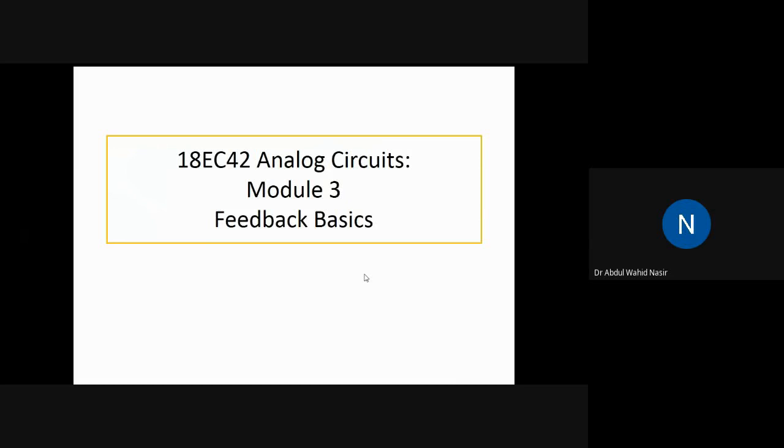Today we are going to see the feedback basics. We'll be dealing with the feedback concept in the context of the operational amplifier. So the first topic is module 3. Today we are going to start module 3. Let us see the syllabus of module 3.